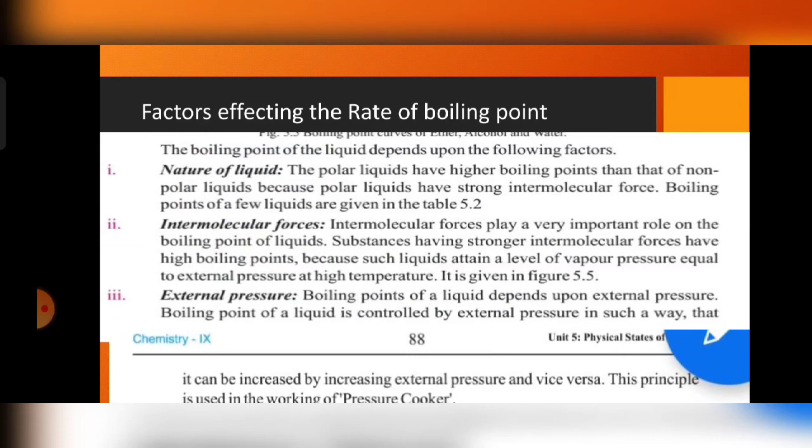For example, if the atmospheric pressure is 2 atm, then we have to provide more heat to attain a vapor pressure equal to 2 atm. So we can control the boiling point of any liquid by increasing or decreasing atmospheric pressure. If we decrease the atmospheric pressure, then it will require less heat to boil a liquid. If we increase the atmospheric pressure, then it will require more heat to boil the liquid.